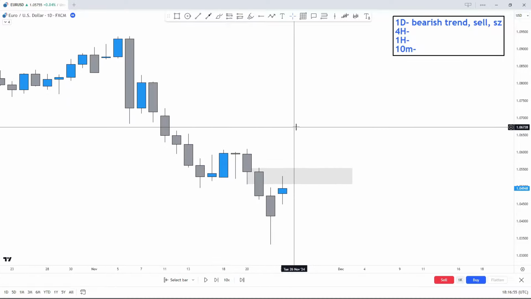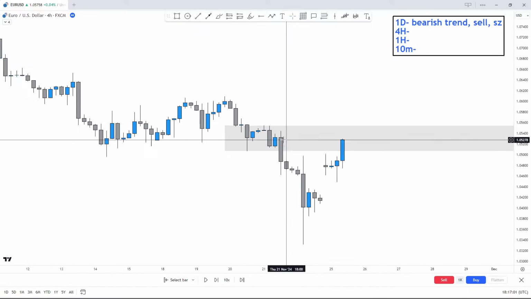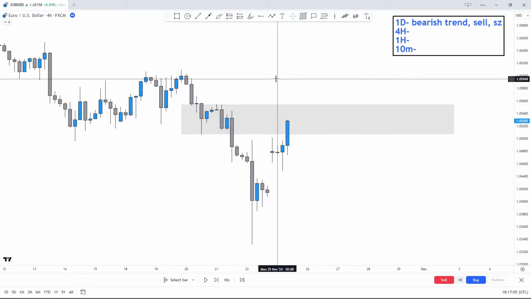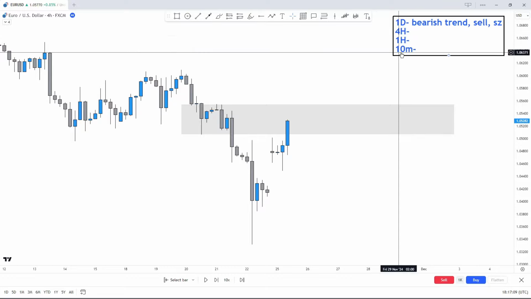We can see that right here. So where do we go now? Now we move down to the 4 hour. We don't go down to the 15-minute or the 1 hour or anything like that just yet. We just go down to the 4 hour time frame.